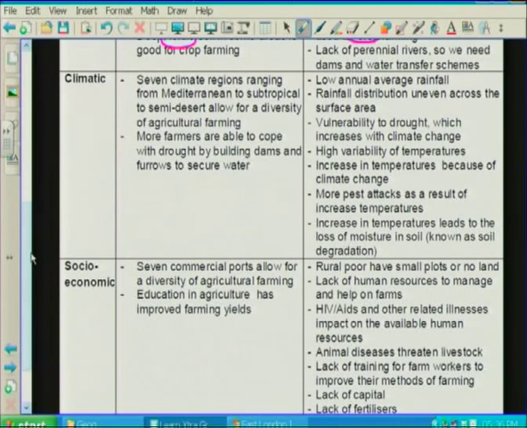Climatology, or the local climate, is very important. South Africa has about 7 climate regions where we talk about tropical or Mediterranean, or your high veld, your low veld.